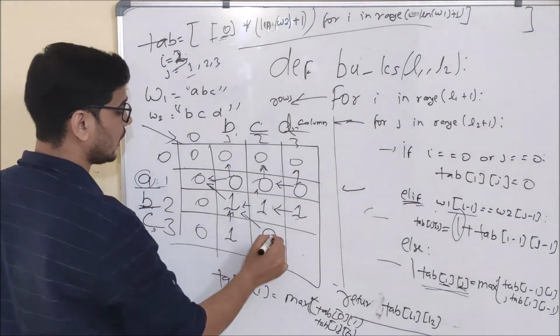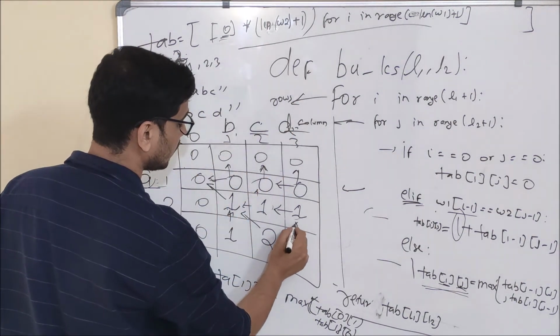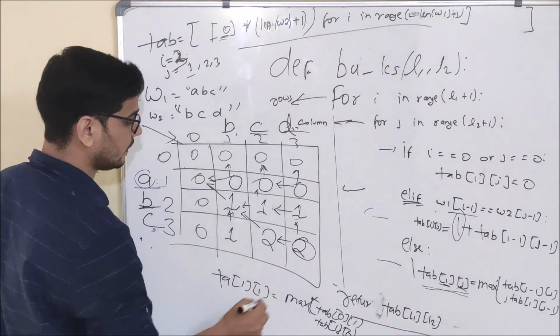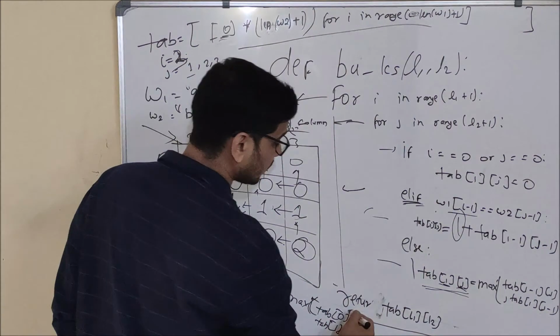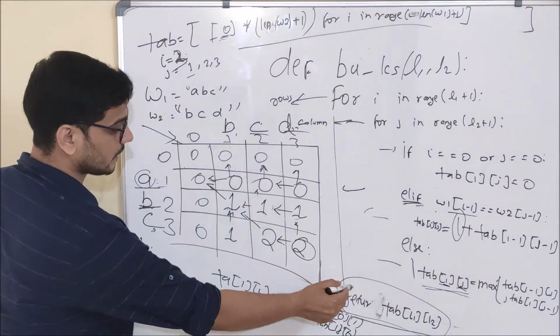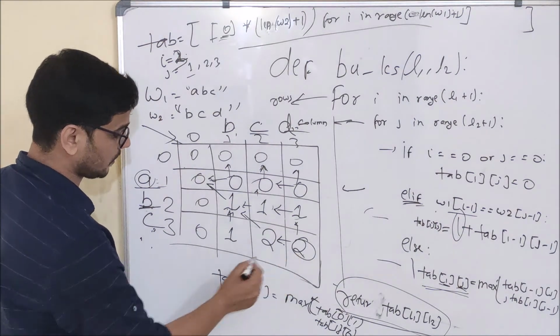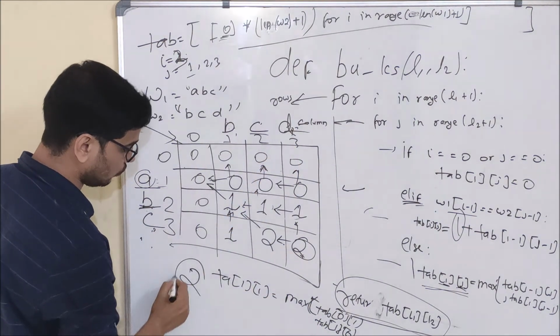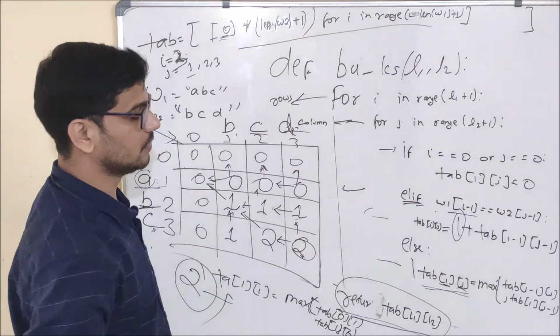CD not equal, so I will pick the max between up and left. I will pick 2 and our table is filled now. At last, after this for loop executes, I will return tab of 3 comma 3. And what is tab of 3 comma 3? 2. So 2 will be returned and it is our answer, which is correct.